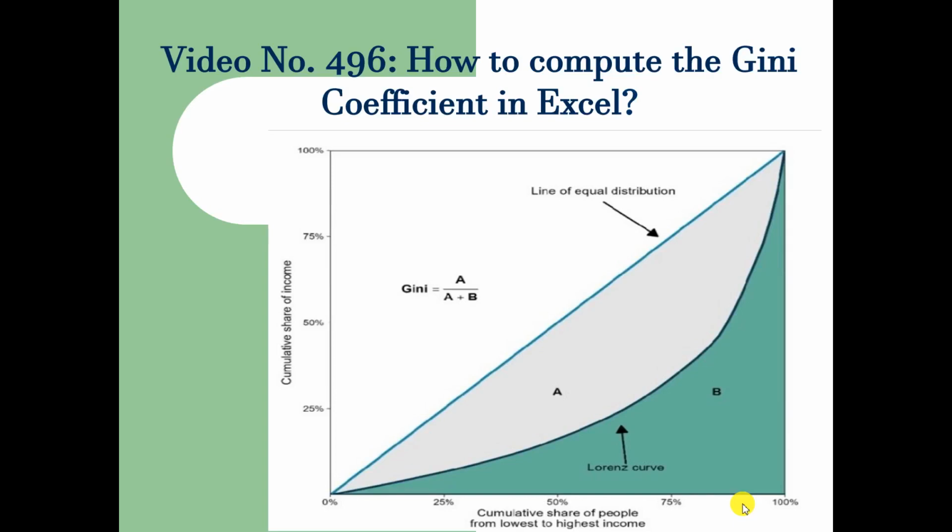In the earlier video, that is in video 495, I tried to draw Lorentz curve from a hypothetical data, and you saw that when I changed the data, how did the shape of Lorentz curve change. In this video, I am going to show in Excel how to compute the Gini coefficient or the Gini index using Excel. So for that, again I'll use a hypothetical data in Excel, and then I'll compute the Gini coefficient or Gini index.